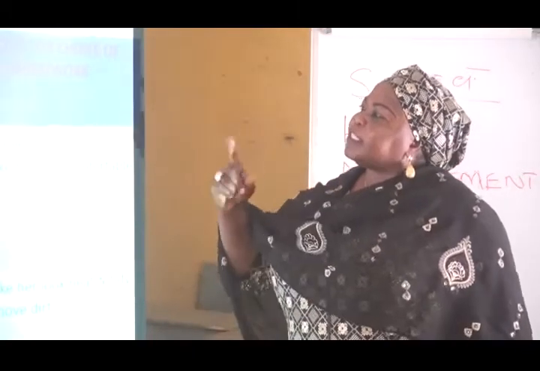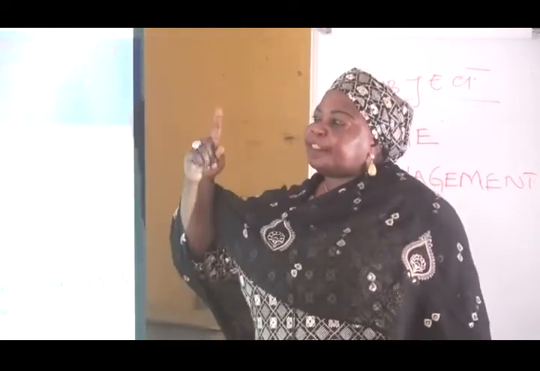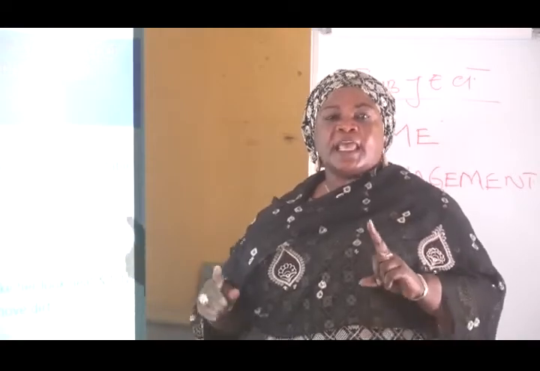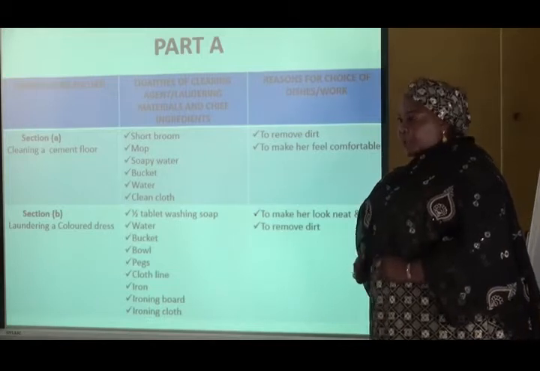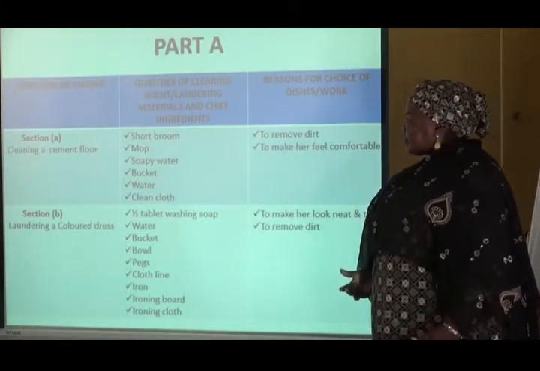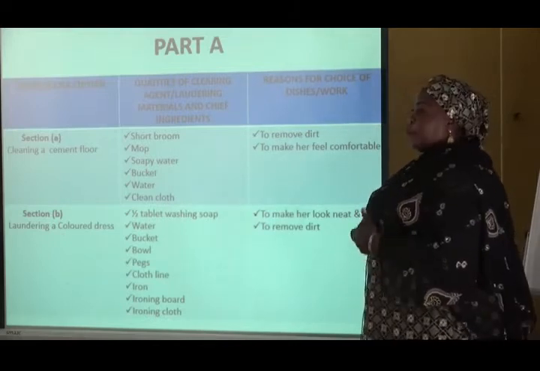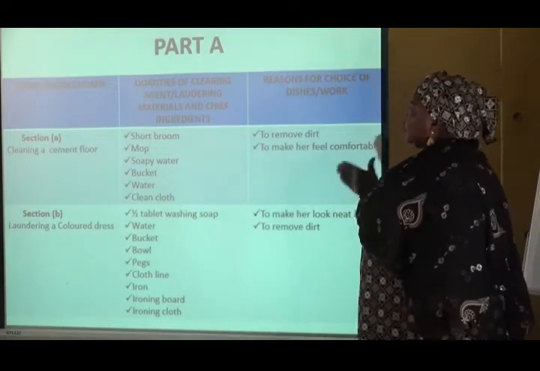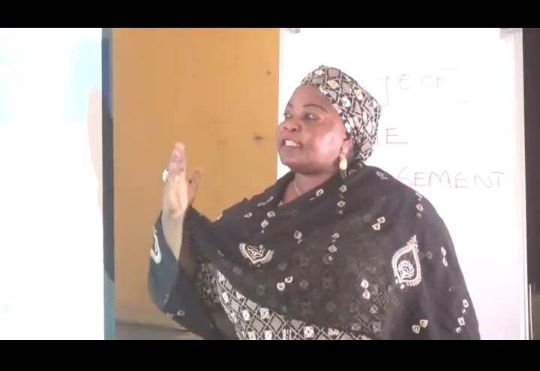Now, what are the quantity of cleaning agent or laundry material that we're going to use? At this point, anything you're going to write under this section, the first thing that comes to your mind is economy. As a homemaker, economy is very, very important. Now, we are going to use a short broom. We need our mop. We need our soapy water. We need bucket. We need water. And then we need our clean clothes. Those are the laundry materials and agents that we need for cleaning a cement floor.